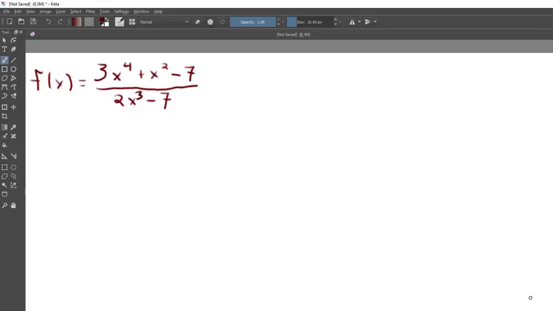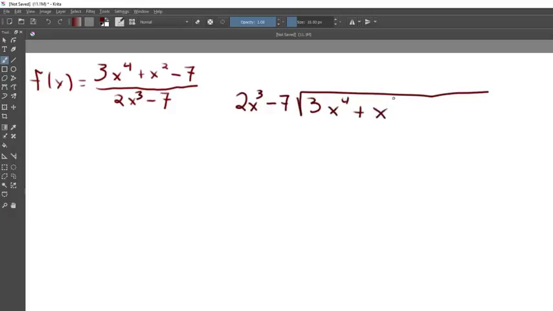The way you find the equation of the slant asymptote is you have to do long division. So we need to divide this into this. The process of long division says this times this needs to give me this. So I know I need an x, because x times x to the third is x to the fourth.